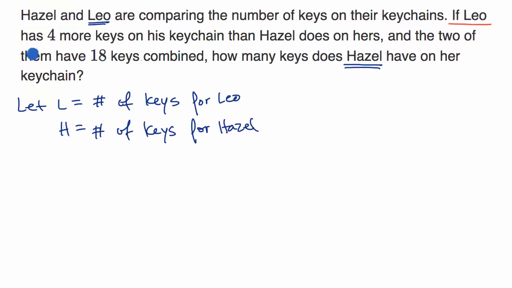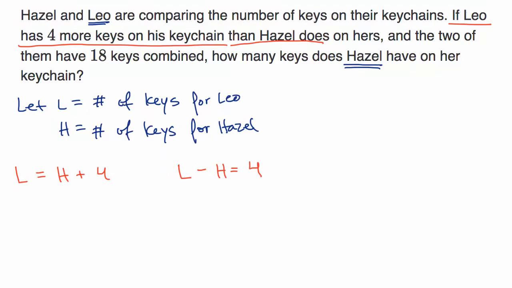So it says Leo has 4 more keys on his keychain than Hazel does. How could we write that mathematically? We could write that Leo, the number of keys that Leo has, is 4 more than the number Hazel has. So it's H plus 4. We could also write that the difference between the number of keys Leo has and the number of keys Hazel has is 4. So alternatively, L minus H is equal to 4. And these are algebraically equivalent. It doesn't take much manipulation to go from one to the other. But those are ways that we can mathematically write that first sentence.